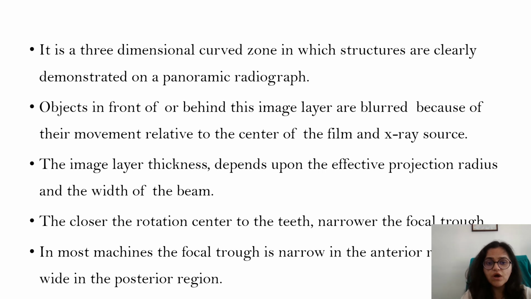Objects in front of or behind the image layer are blurred because of their movement relative to the center of the film and the X-ray source. The image layer thickness depends upon the effective projection radius and the width of the beam. The closer the rotation center to the teeth, the narrower the focal trough. In most machines, the focal trough is narrow in the anterior region and wide in the posterior region.